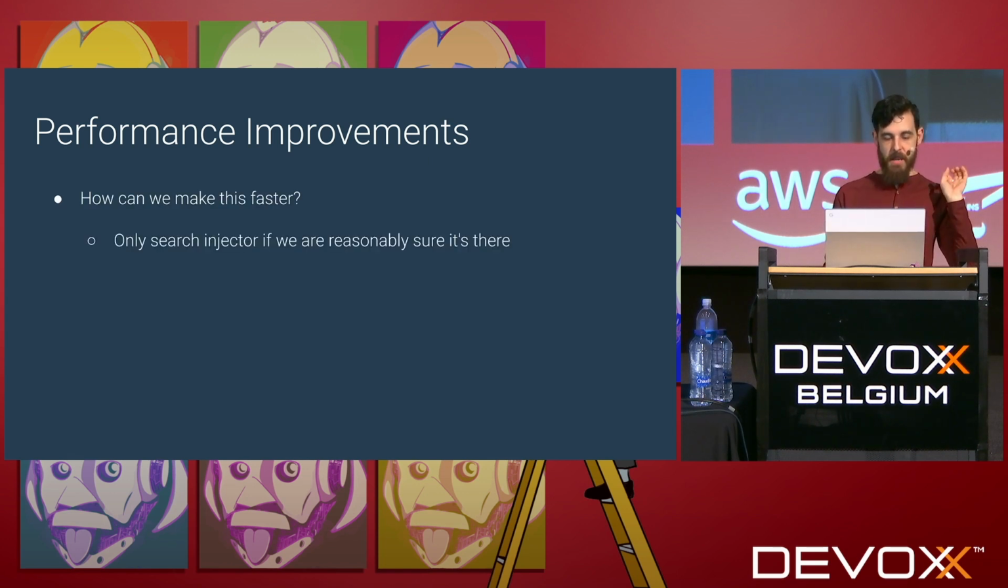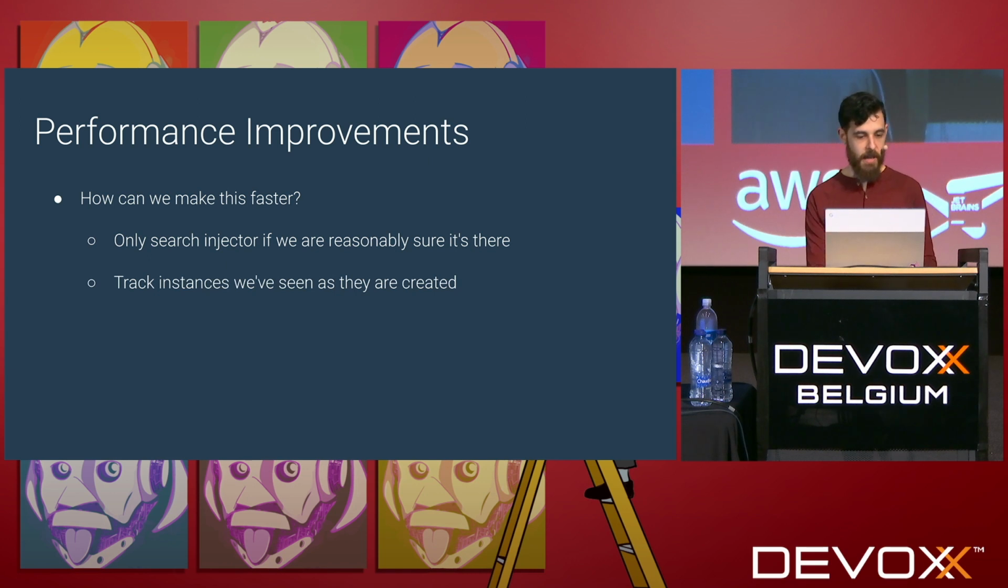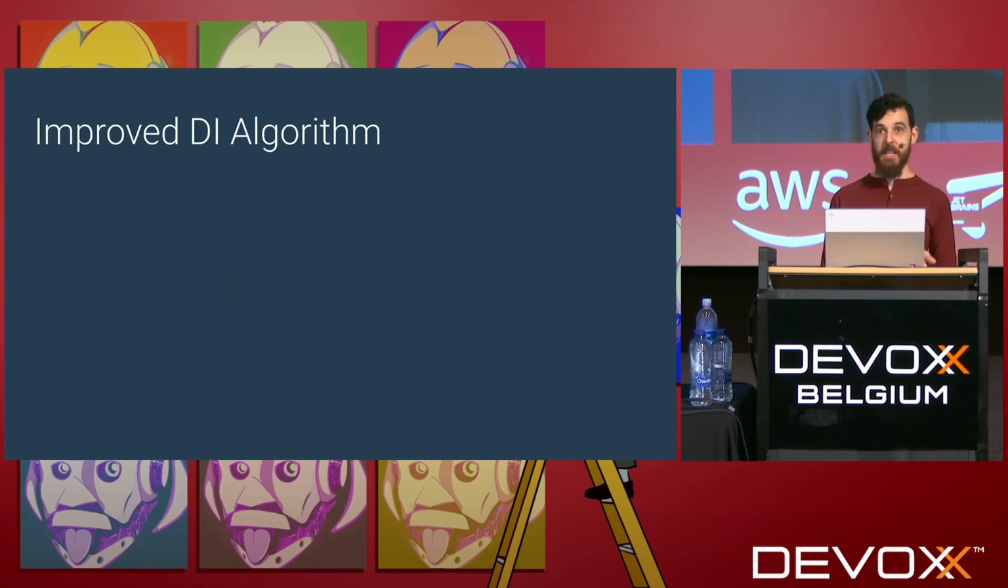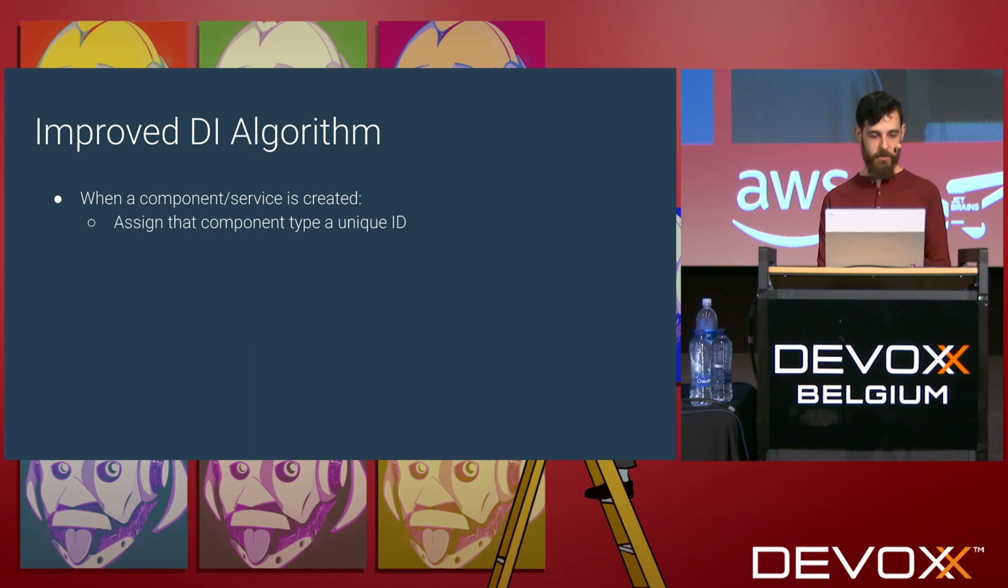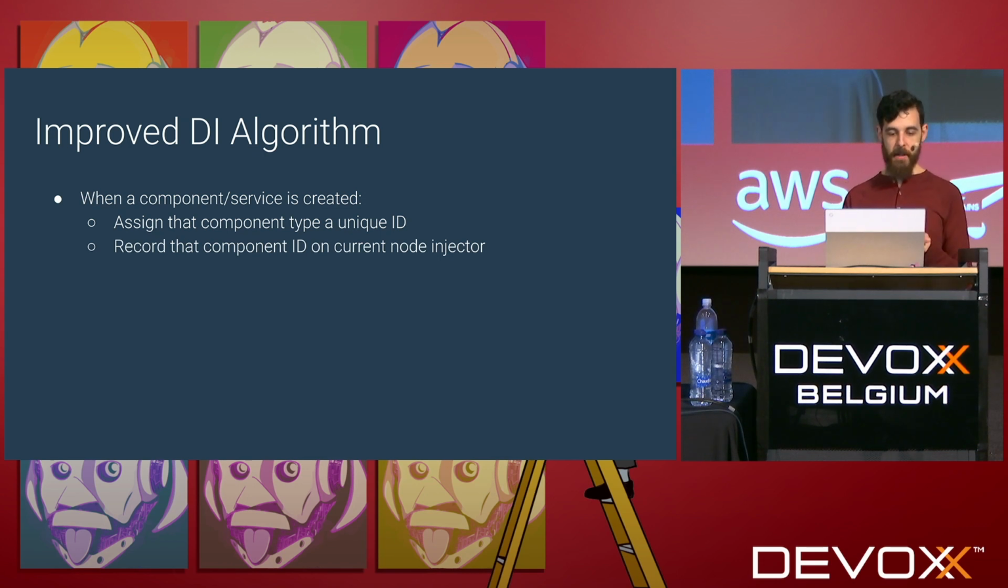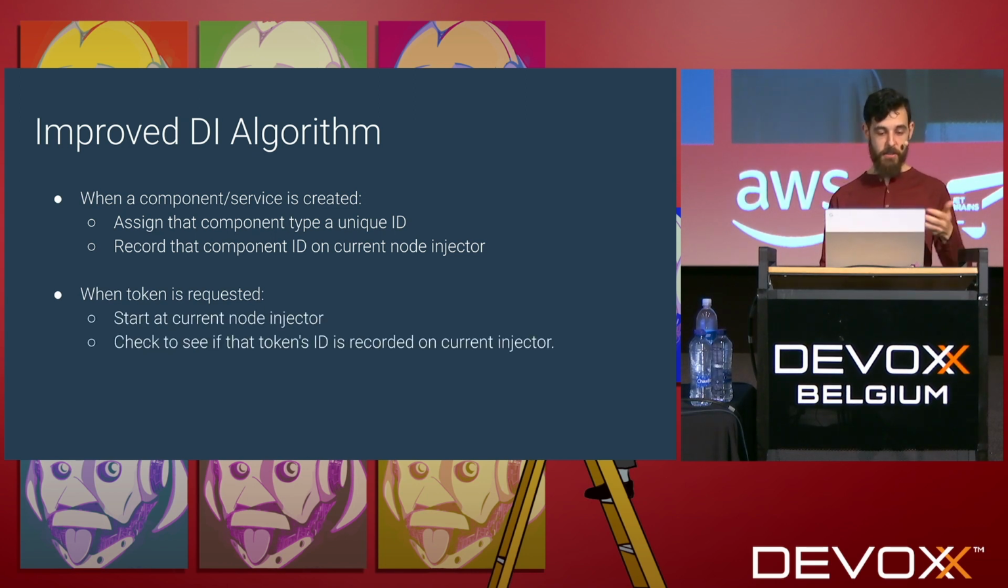So if we only search any particular node, if we're reasonably sure that the token we're looking for is there, we can just eliminate a lot of unnecessary work. And we can try to do that by tracking the instances of our injectables, our tokens, as we create them, and then associate those instances with the particular node. So what we're going to do is whenever we create something that can be injected, a component or a service, we're going to assign a unique ID to that thing and then record that ID on a particular node in its injector.